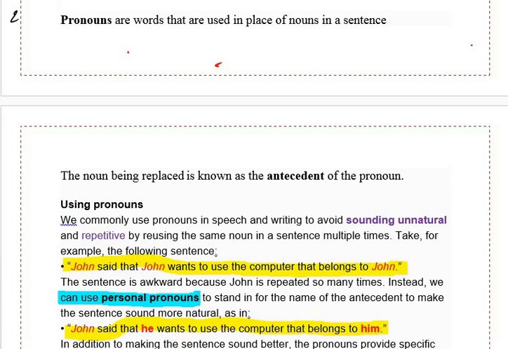Okay, we will discuss here today about pronoun and antecedent, right? First, I think we all know pronouns are words that are used in place of a noun in a sentence. The noun being replaced is known as an antecedent. Clear?